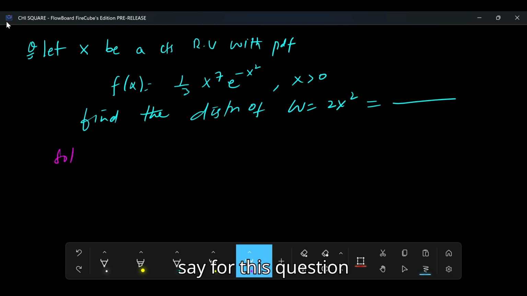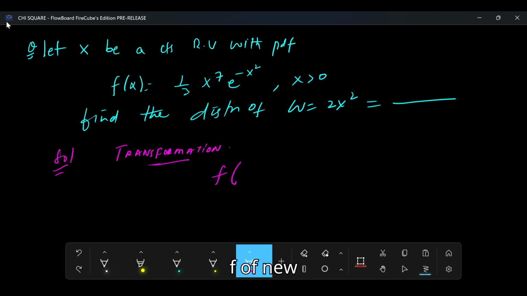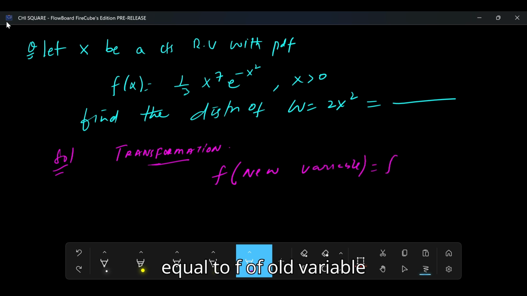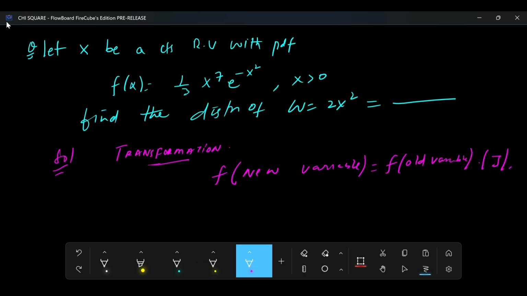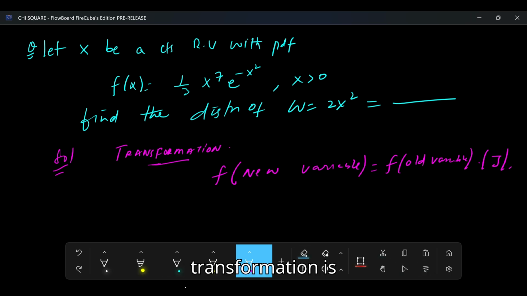So for this question, you have to know about the transformation, which transformation I am going to apply here: simply f of new variable is equal to f of old variable multiplied by Jacobian. So let's do a transformation here.